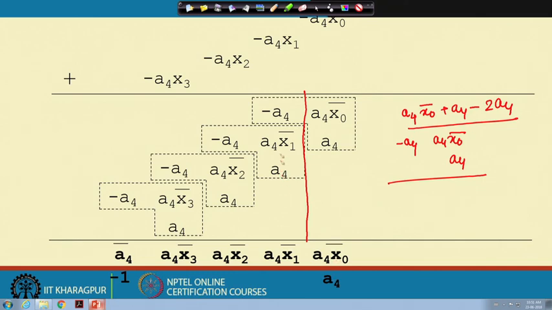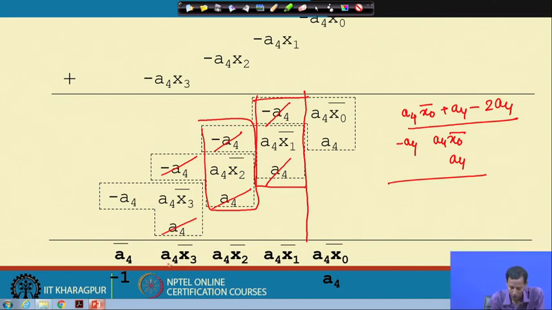At this point, minus A4 plus A4 will be balanced. So, I will get only A4 x1 bar over here. At this particular case, minus A4 and plus A4 will cancel each other, so I will get A4 x2 bar. Same as this particular position, it will be A4 x3 bar.